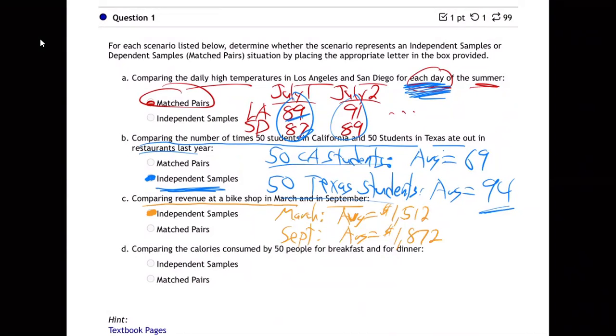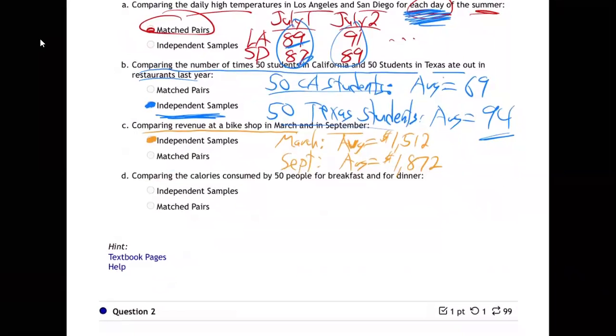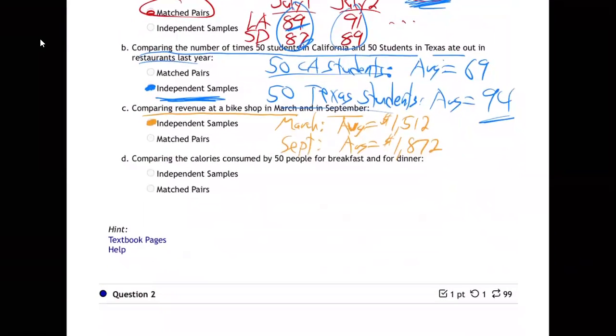Comparing revenue at a bike shop in March and September. It's not matched up individually. All right, let's try D. Comparing the calories consumed by 50 people for breakfast and for dinner. So there's 50 people, and for those people, how many calories they consume for breakfast and for dinner. So you're going to take person number one, and you're going to have their breakfast and their dinner calories.